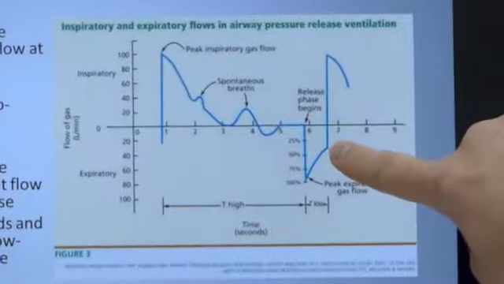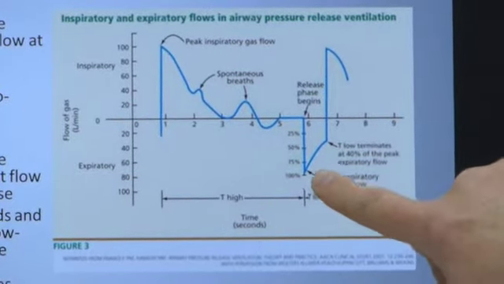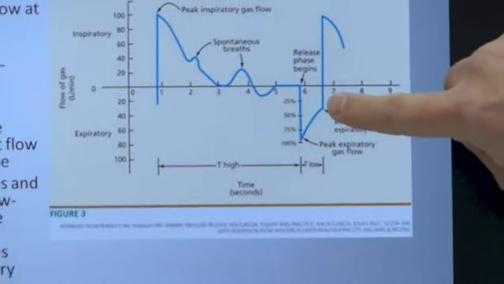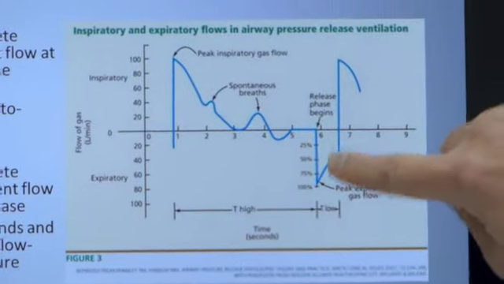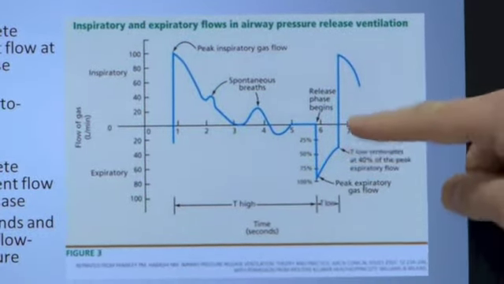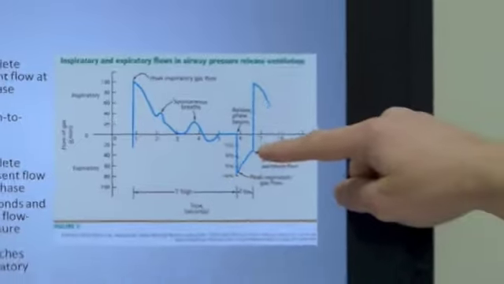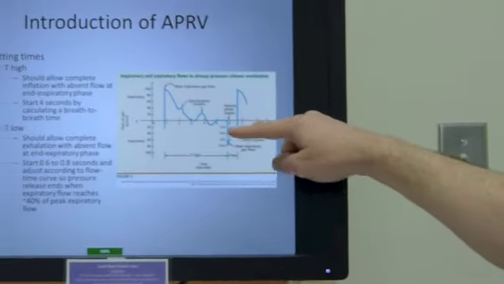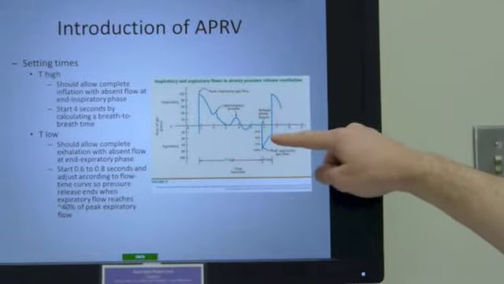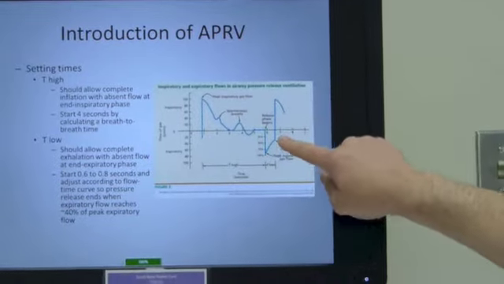However, when you want the next T high to start, from here to here should be about 40% of here to here, right? 50%. So in other words, you want the next breath to start at about 50 to 40% of the time it takes to exhale. And that allows controlled auto-PEEP.